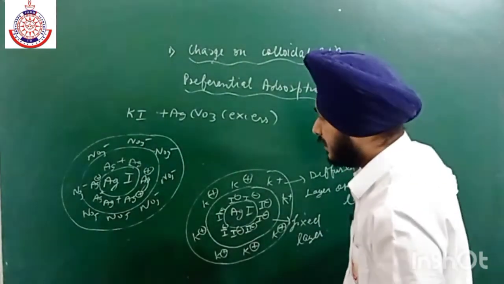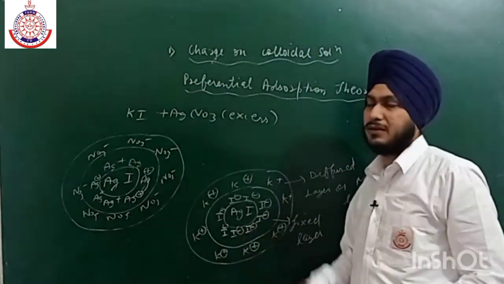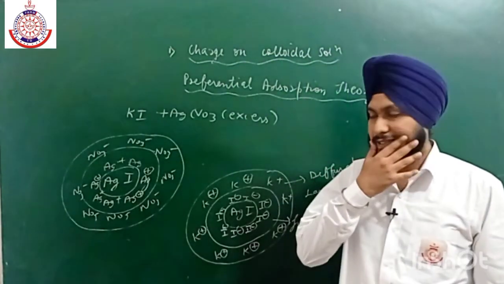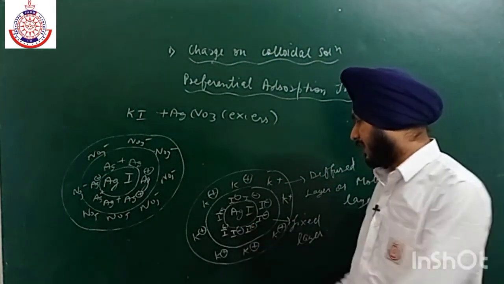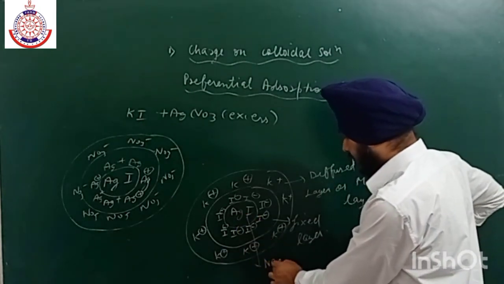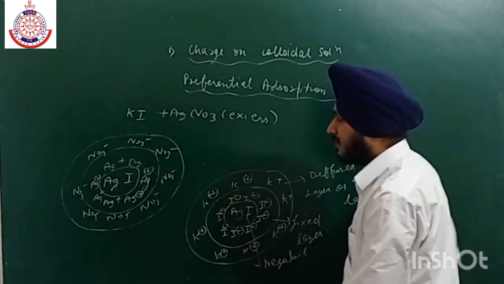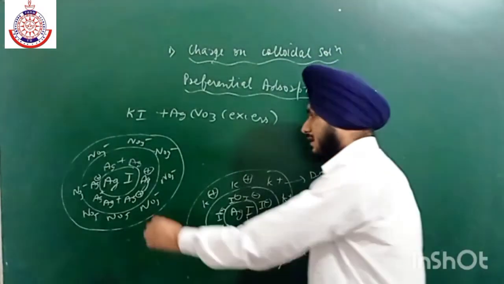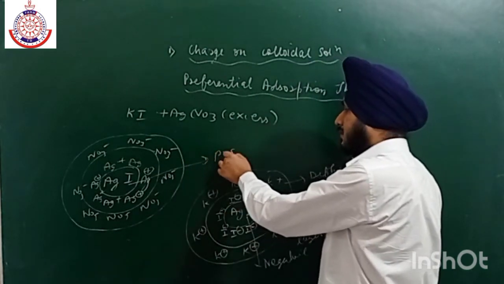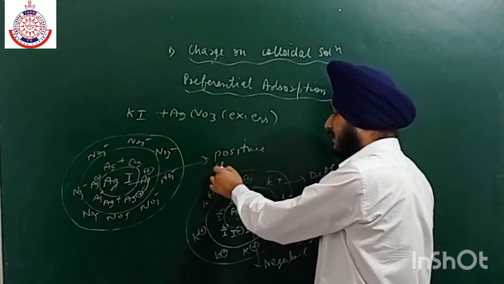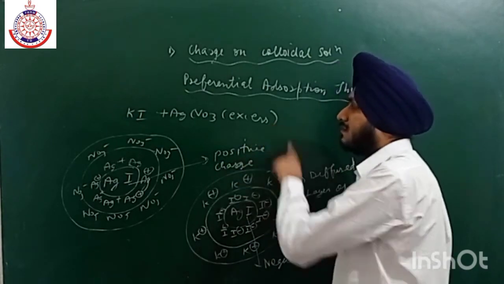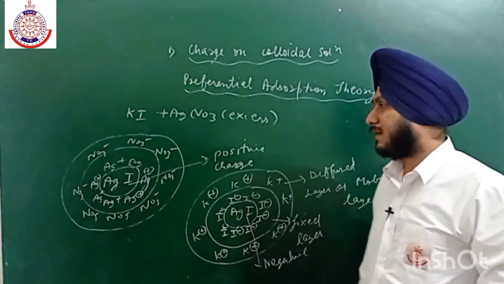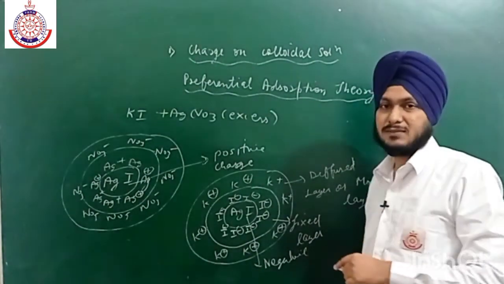So you have to remember this example. If we take AgNO3 and add KI in excess, then this AgI is negatively charged. And if we take KI first and then add AgNO3 in excess, then this AgI will get a positive charge. I hope everything is clear to you. So this theory was given, and these all things are explained by this theory.